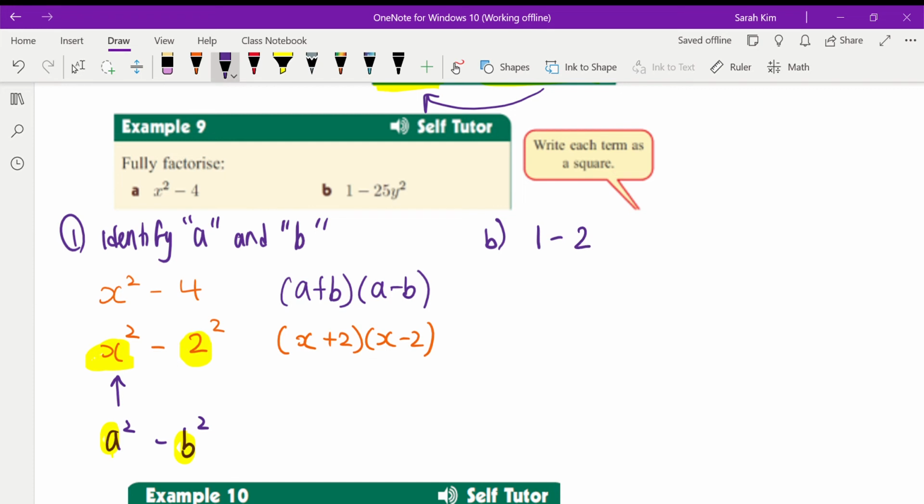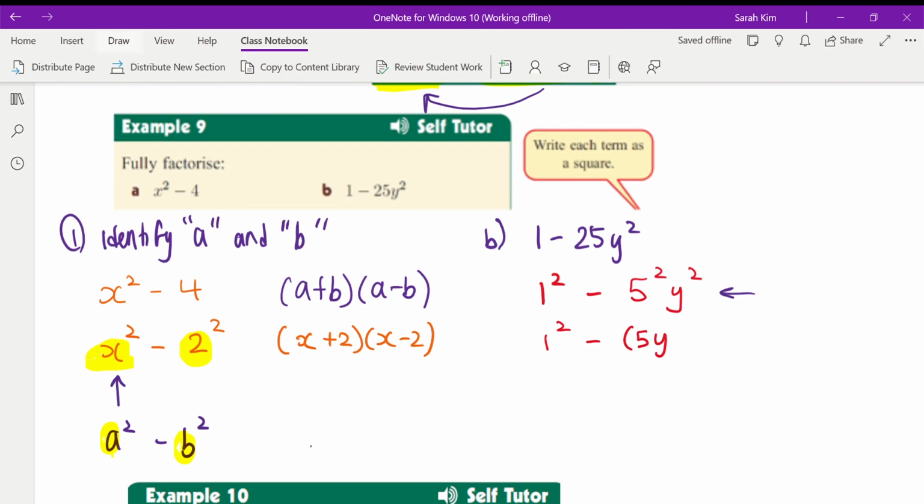1 take 25y squared. Well, how do I write 1 as a squared? Well, that could be written as 1 squared. What about the next one? Ignore the minus, just write it down. 5 squared is 25. Y squared is y squared. So I should be able to also write it as, with a bracket, 5y squared. Because when there's a bracket, that means you apply the squared to both things. So it becomes that, and you should be able to write it with a little bracket as well.